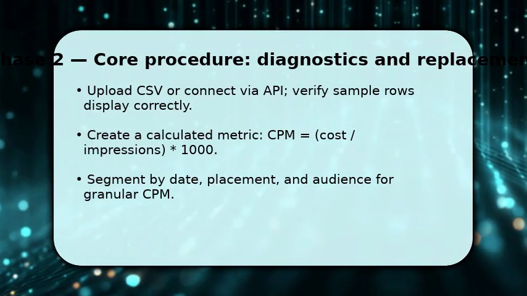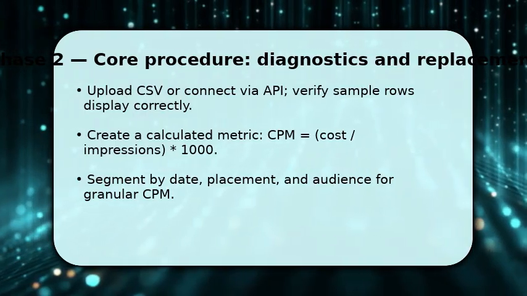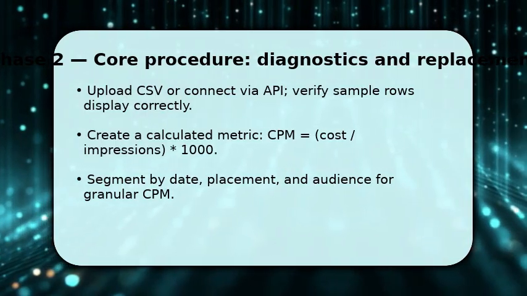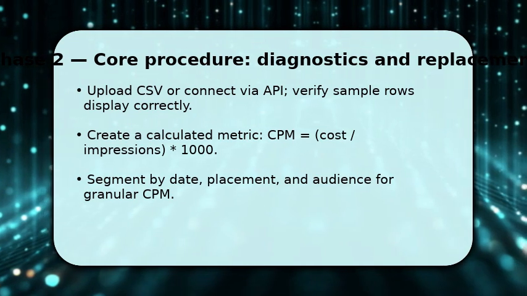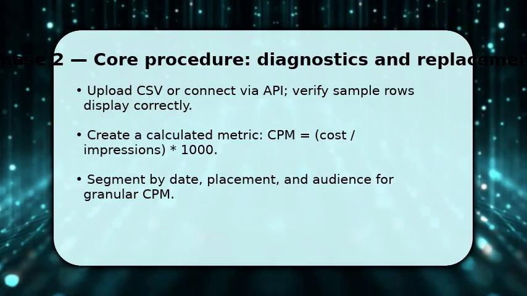Once created, apply that metric to your report and segment by date, placement, and audience to reveal patterns. Make sure to compare segments side by side, since granular CPM explains performance better than aggregate numbers.